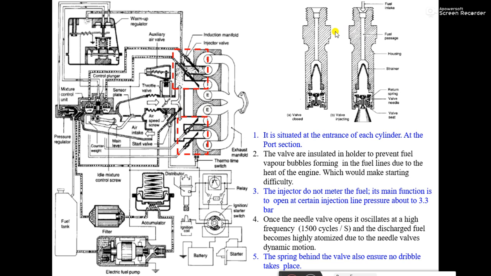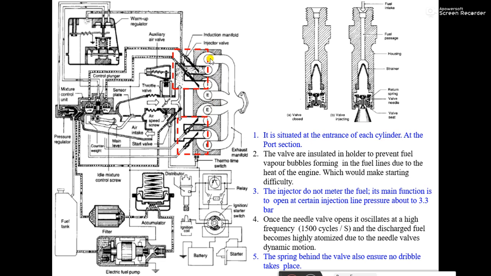Now we will see what is the construction, or what is the location. We have already seen this thing, but let's go point by point. So it is the first point. It is situated at the entrance of each cylinder at the port section. जैसे कि बोला हमने कि ये आपका इंजन है which has four cylinders. This is the first, second, third and the fourth.